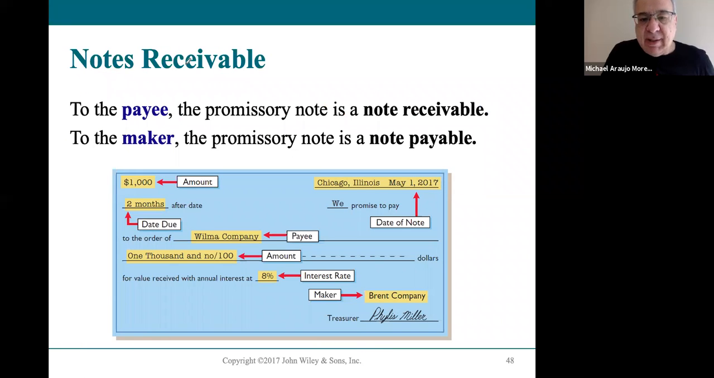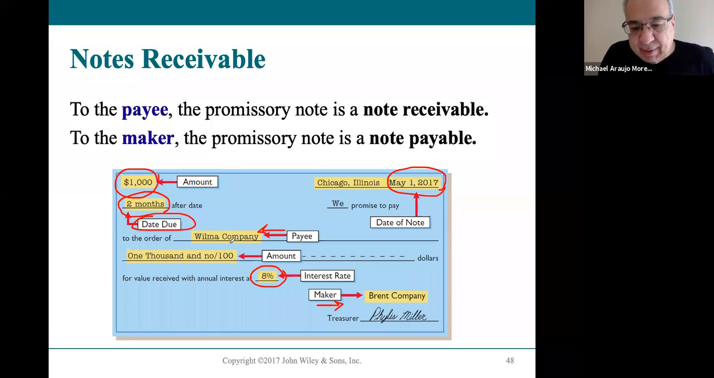A note receivable is a legal instrument. It has a date. It has the amount of the loan. It has an interest rate. It has a due date, in this case 2 months. It's signed by the folks who need the loan and shows that they're paying the company who made the loan, that they owe this $1,000.